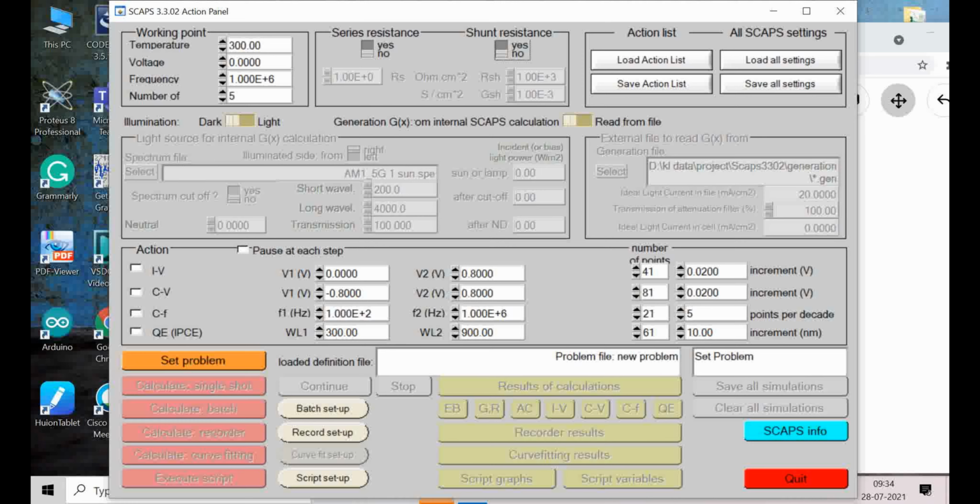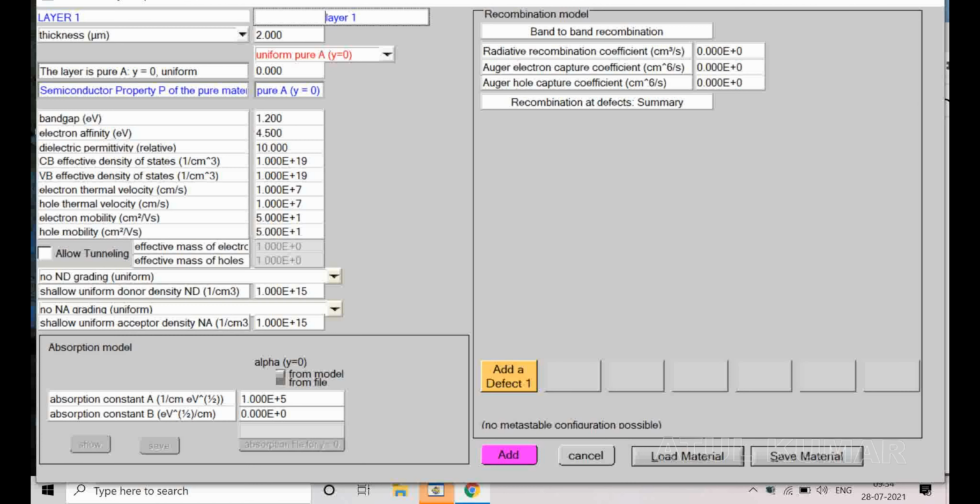So today I will show different shapes of IV curve, how those IV curves come and what is their relationship with the device configuration and device defects. Those things I will show you.